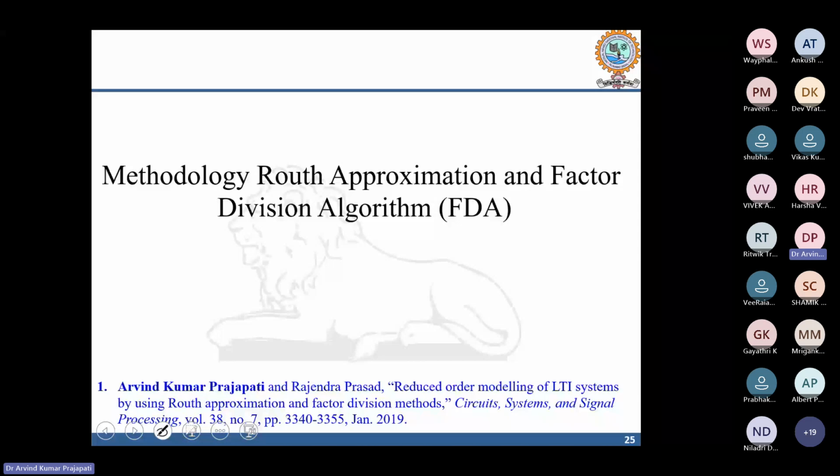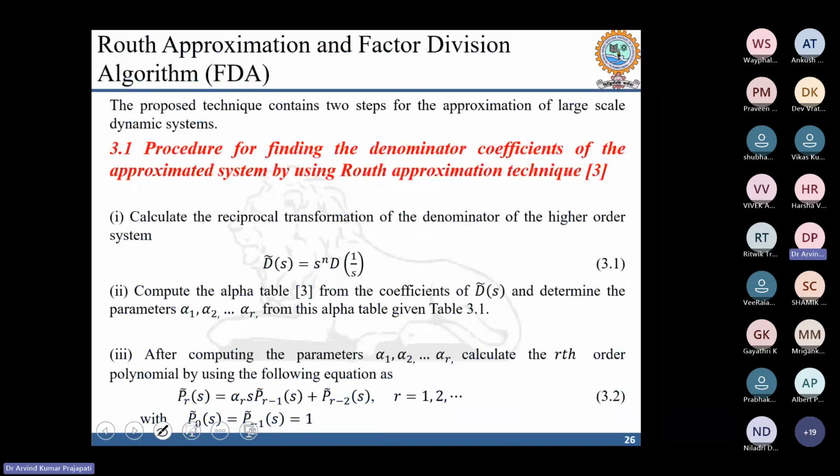And why are we using the alpha and beta table? Because there are some limitations in the route stability method. To overcome that, we are going to learn the route approximation method. And the numerator we are going to determine by using the factor division method. So for applying the route approximation method, how can you get the reduced order model? First, take your original transfer function, choose your denominator polynomial, and then take the reciprocal of the denominator polynomial as done in equation 3.1.